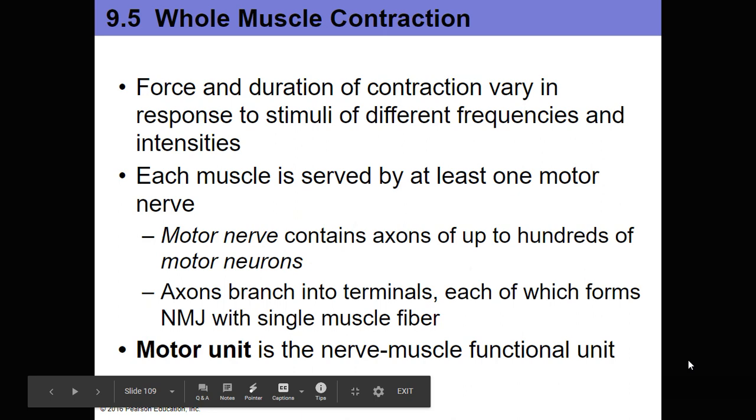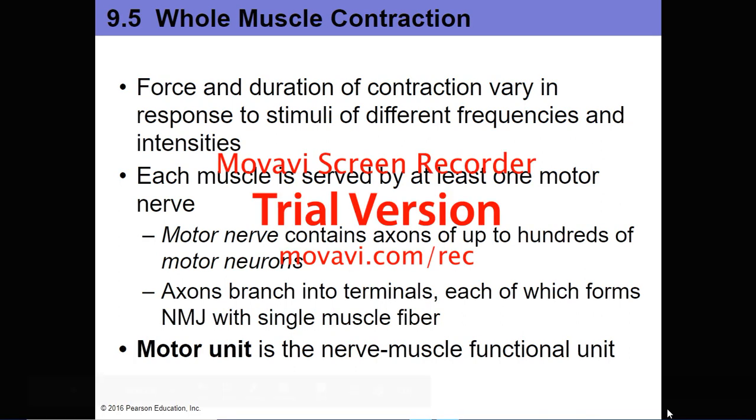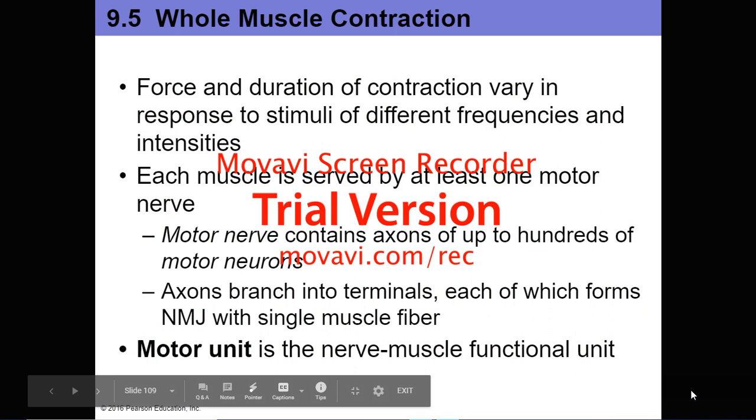All right, and essentially remember that you have a motor neuron with axons, and the axons branch to terminals, each of which forms a neuromuscular junction with a single muscle fiber. The motor unit is the nerve-muscle functional unit. It consists of the motor neuron and all the muscle fibers it supplies.